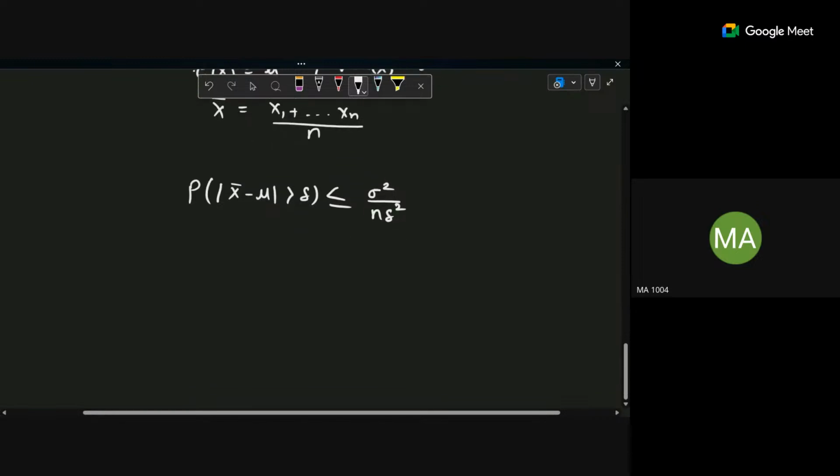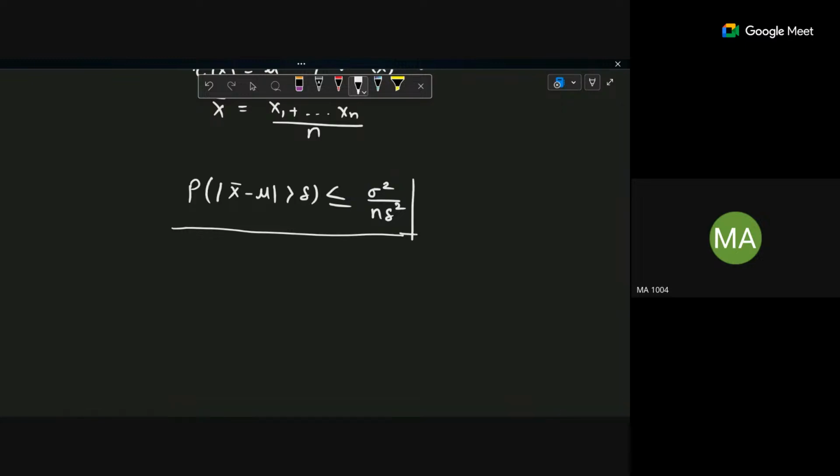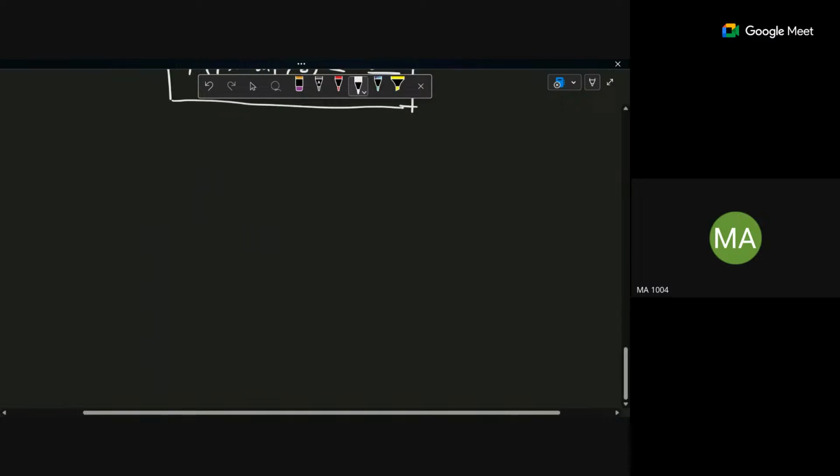So in this particular question, what they are asking is the weak law of large numbers, which says that the probability that the difference between x bar and mu is greater than delta is bounded by the upper limit sigma square by n delta square. Our question says that there is a fair die that you have rolled 1000 times, and x is a random variable which denotes the number of times 6 is obtained.